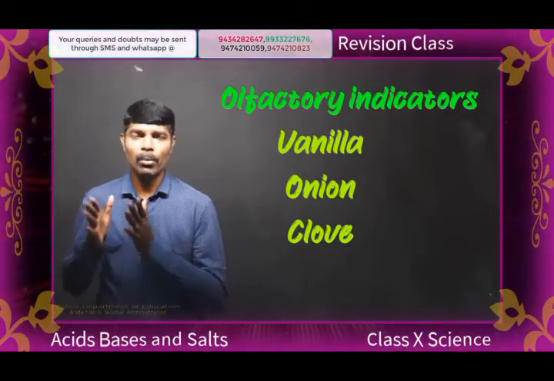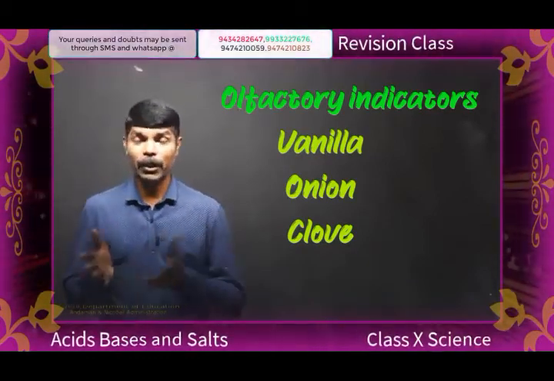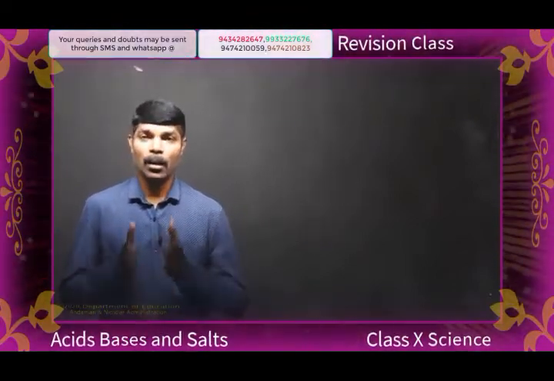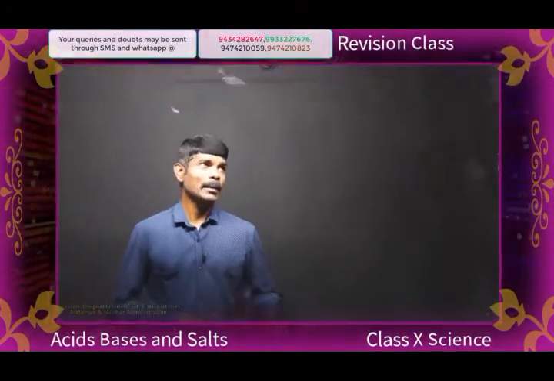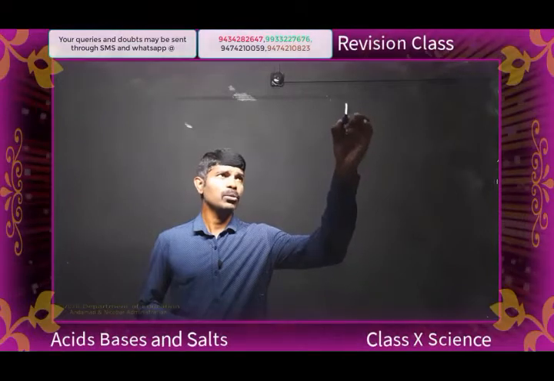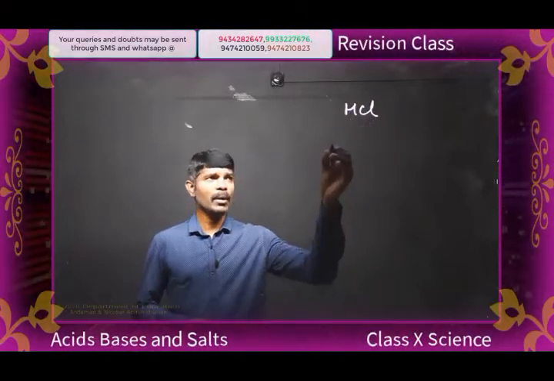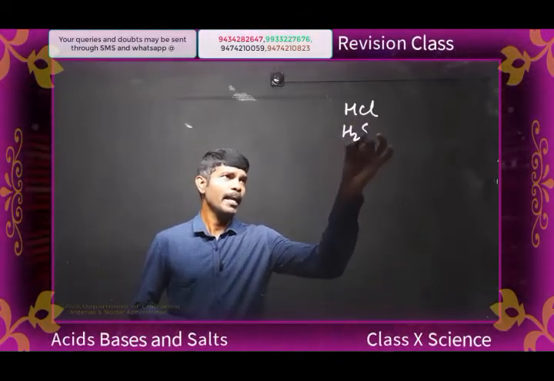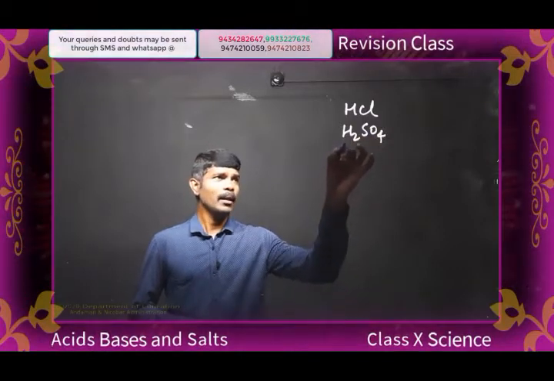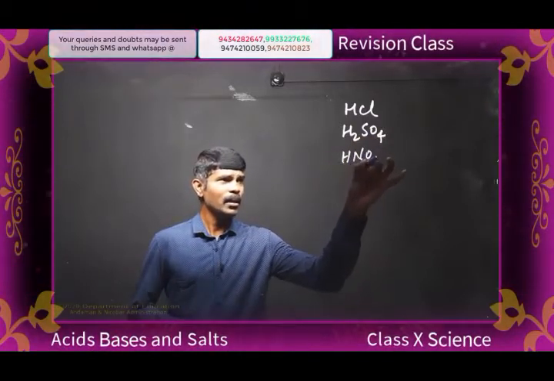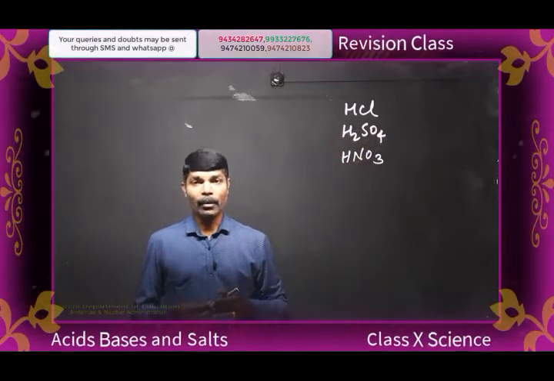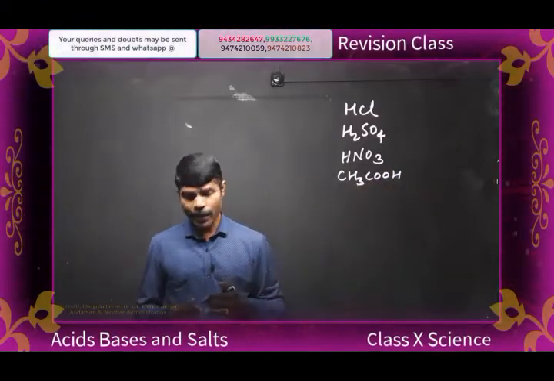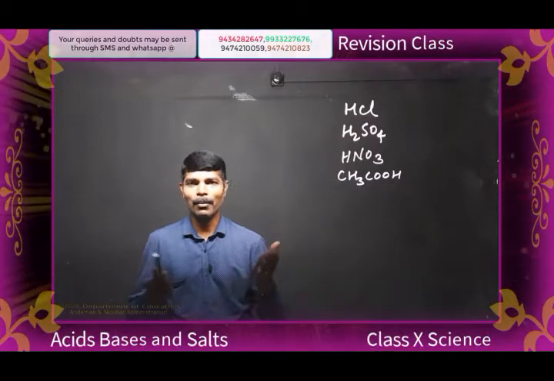Dear students, once you know how to identify the presence of acids and bases using indicators, you should know some of the basic acids and bases used in the laboratory. Some laboratory acids are hydrochloric acid, with the formula HCl. I'm writing the molecular formula; the same is there in your textbook. Then sulfuric acid, H2SO4, and nitric acid. These three are the acids available in the laboratory. One more acid we should know is CH3COOH, which we call acetic acid. All these acids are available in our lab.